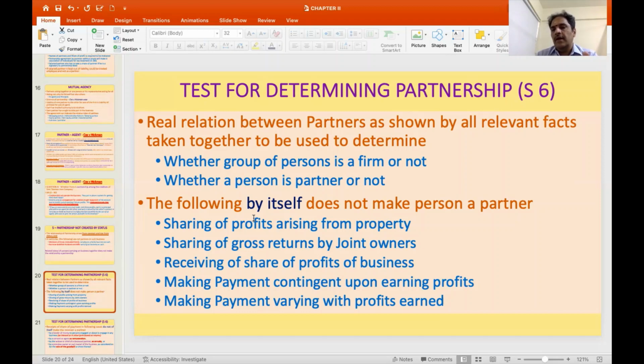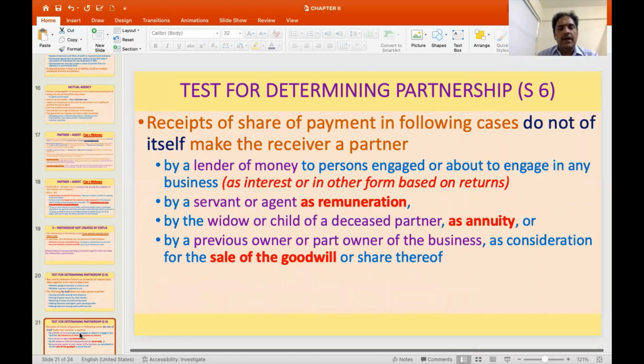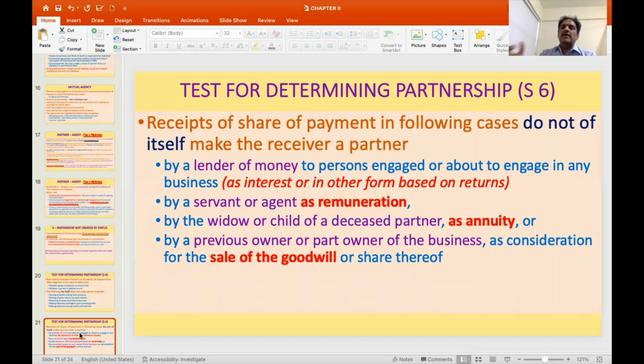So if I'm getting 100 rupees, I will give you 10. If I get 1000, I will give you 20. That kind of variation does not per se make him a partner, or the relationship a partnership. And the section goes ahead and says that receipt of a share of payment, which may appear to be sharing of profits, but merely making a payment in the following instances does not of itself make the receiver a partner. So what are those instances?